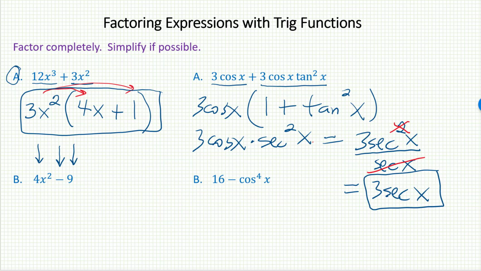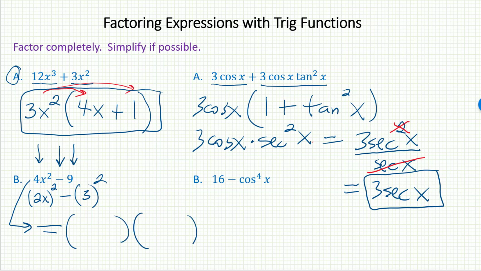4x squared is a perfect square because 2x times 2x makes 4x squared. 9 is a perfect square because 3 times 3 makes 9. In other words, each piece is something squared. Some people even like to write that down. This is 2x squared. This is 3 squared. Well, once you determine that, a difference of squares has a specific factoring pattern.